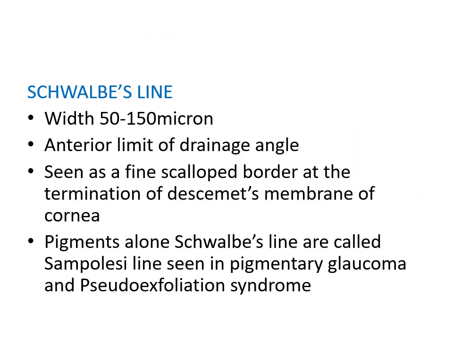Going to see about the individual structures, Schwalbe's line. So Schwalbe's line is the anterior limit. How we are going to see it: it is the termination of the Descemet's membrane, which is seen as a fine scalloped border. Okay. If any pigment is deposited on this Schwalbe's line, which occurs in pigmentary glaucoma and pseudoexfoliation syndrome, then that is called Sampaolesi line.